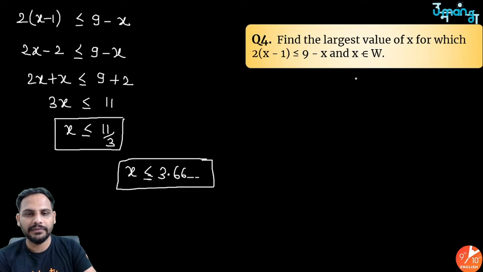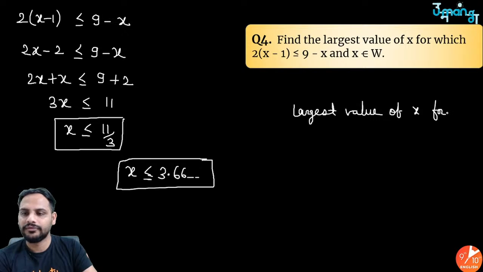Now x is a whole number. So which whole number is just there? I can say largest value of x for which x belongs to a whole number will be x is equal to 3.